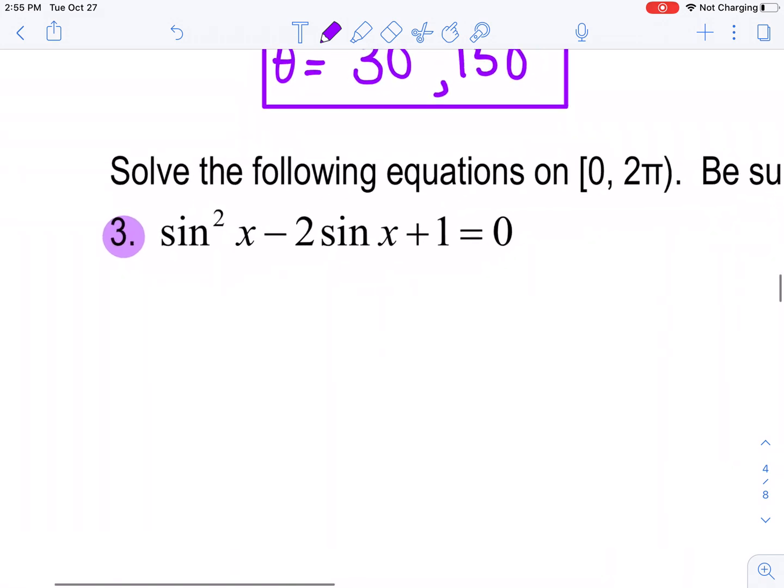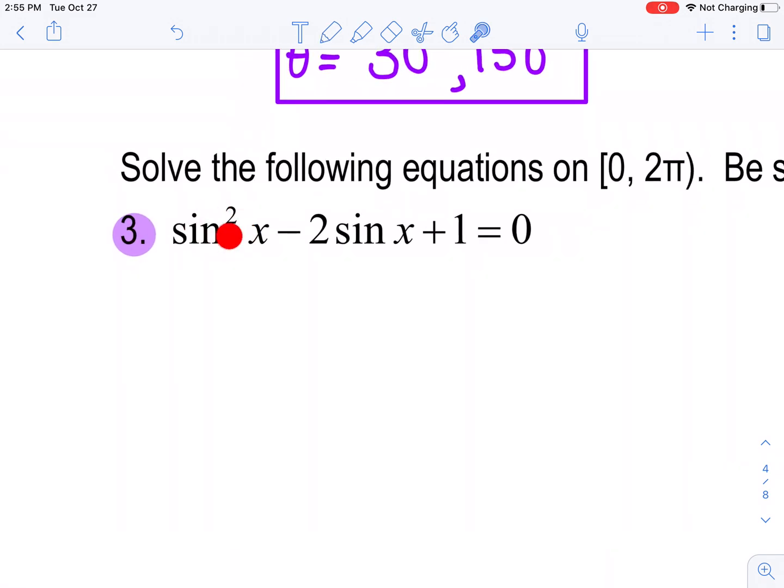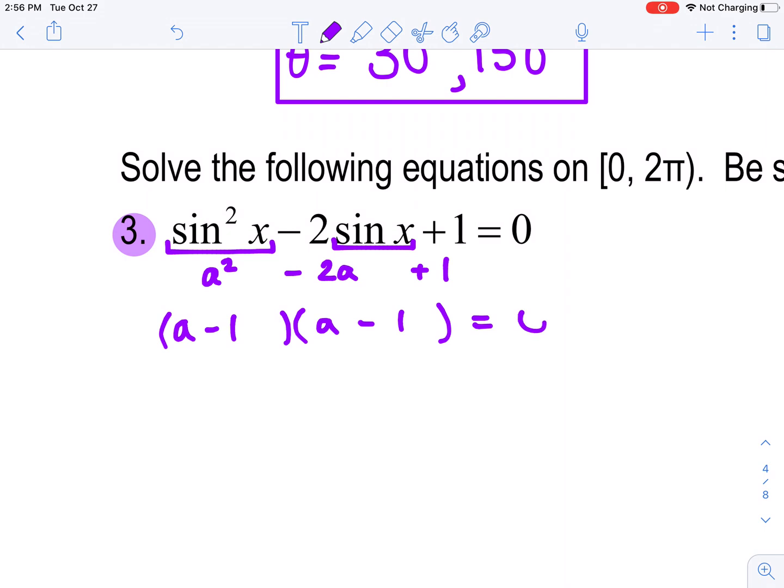So if we look at this quadratic, we have sine squared of x minus 2 sine of x plus 1. The variable here is the sine, right? So it's kind of like saying a squared minus 2a plus 1. If we wanted to factor this quadratic, this would be a minus 1 times a minus 1 equals 0, right? So if we follow that same form, instead of a is sine. So this is saying sine of x minus 1 times sine of x minus 1 equals 0.